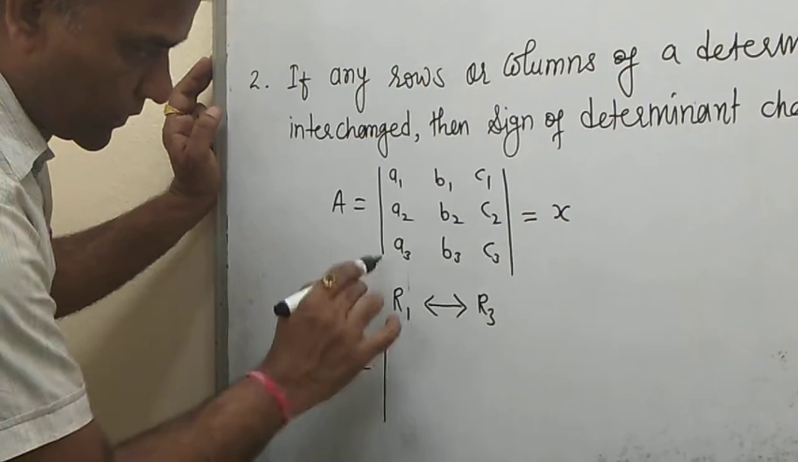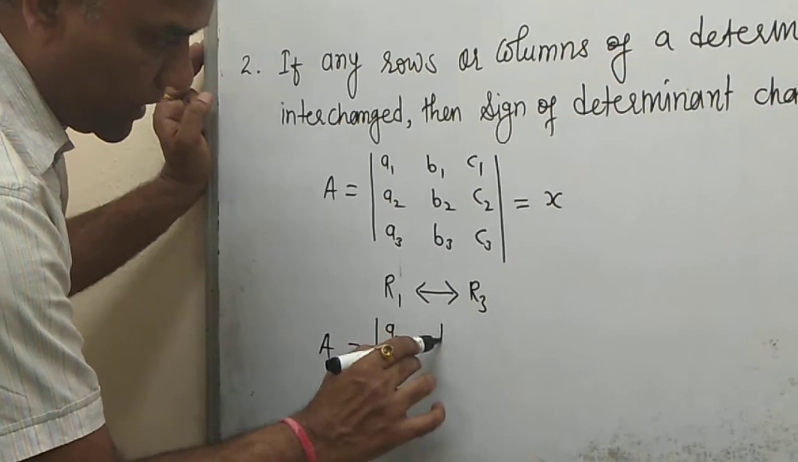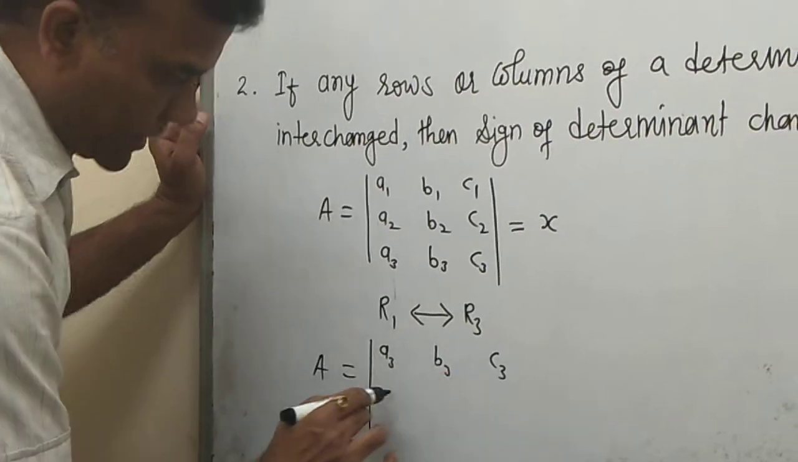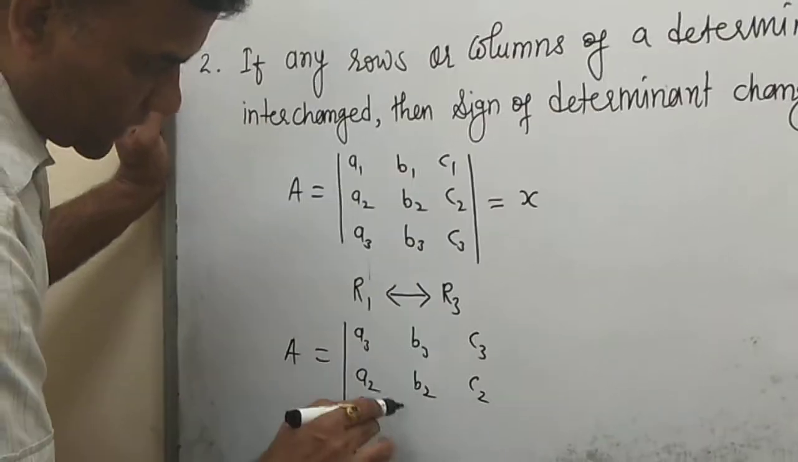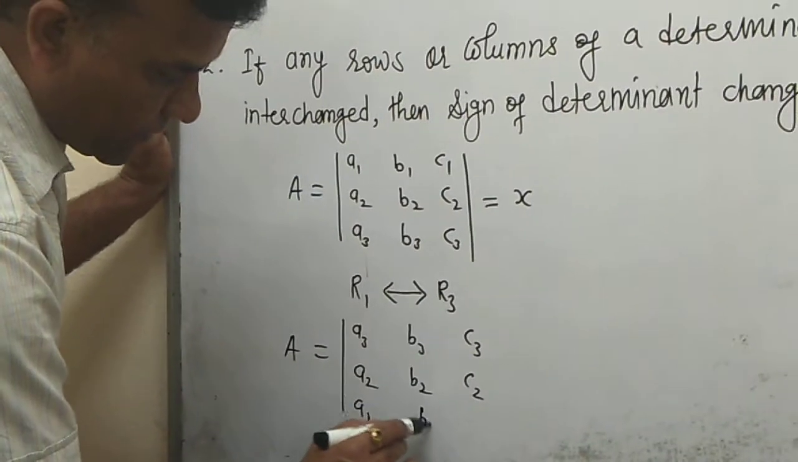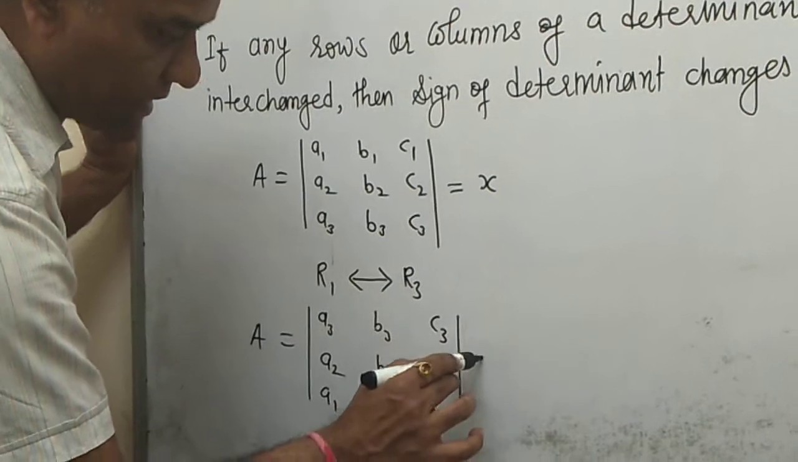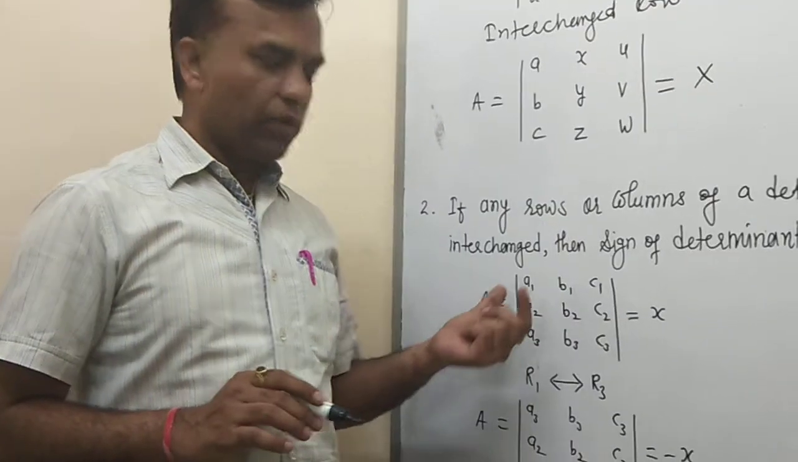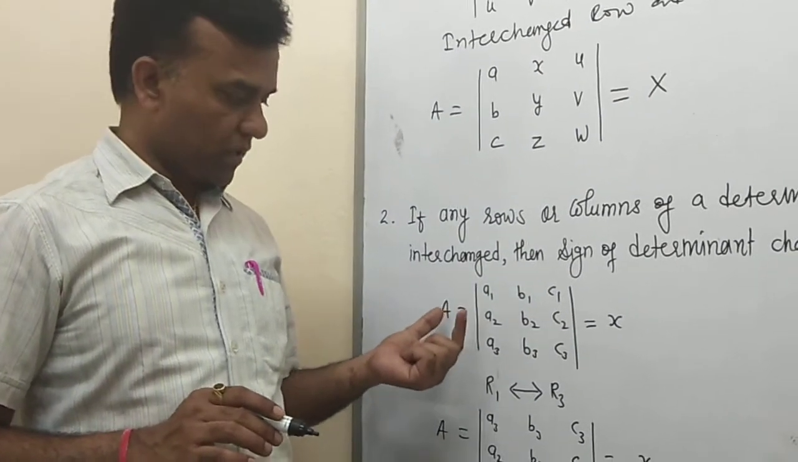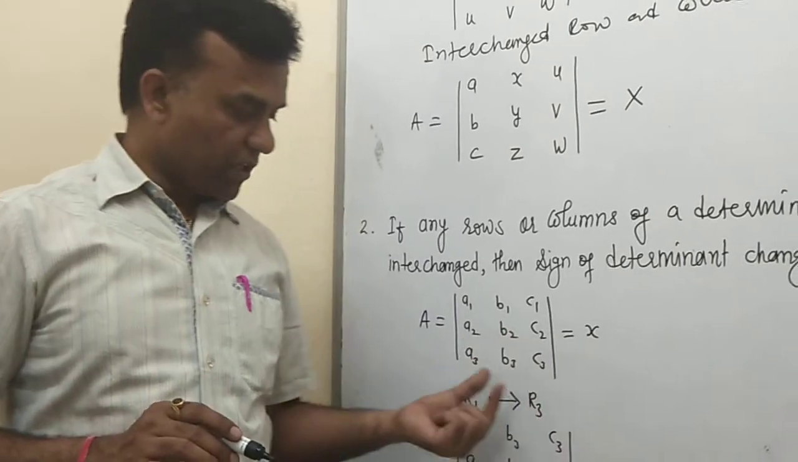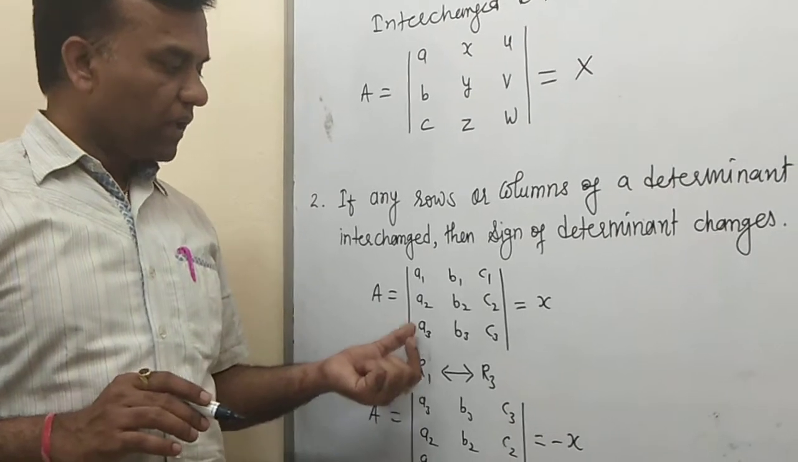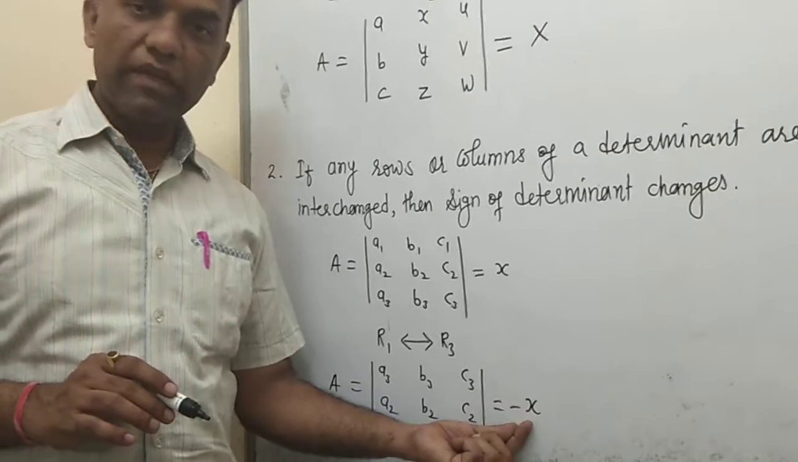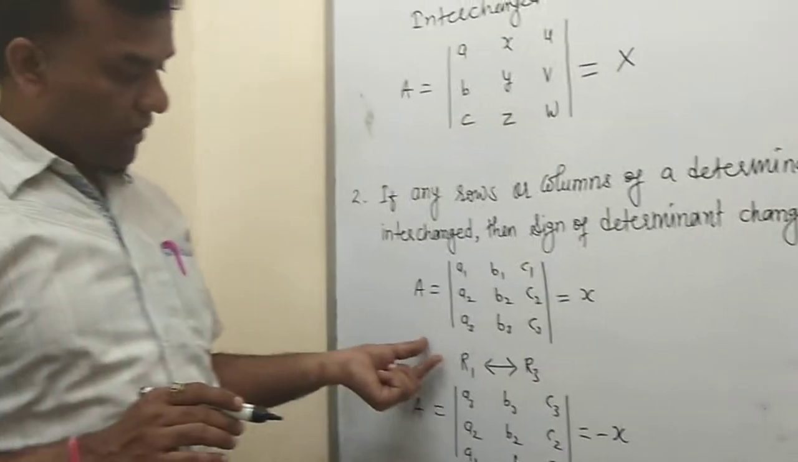After changing row to row, here A3, B3 and C3, R2 has no change, you put it as it is, and now your R1 is in the third row, that is A1, B1 and C1. So the answer is only minus X. It means you solve the first determinant directly without any confusion, then your answer is X. But if you convert the first row with the third, then the answer is affected by the sign only, it is minus. So this is the changing of R1 with R3.